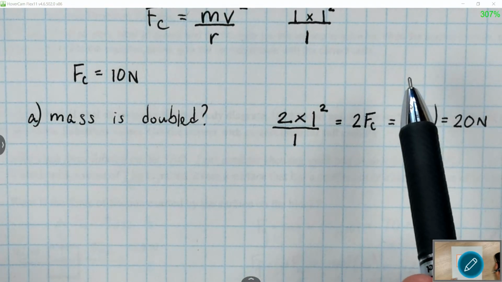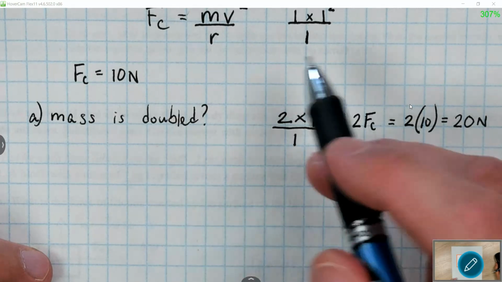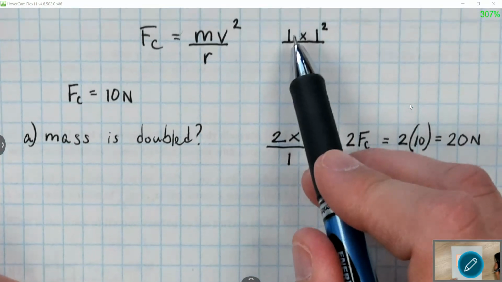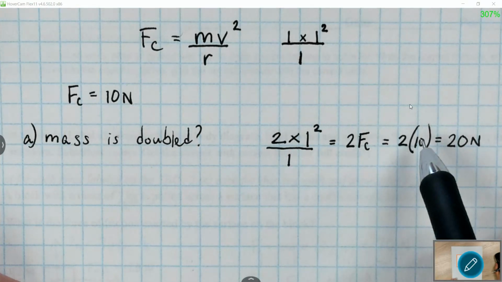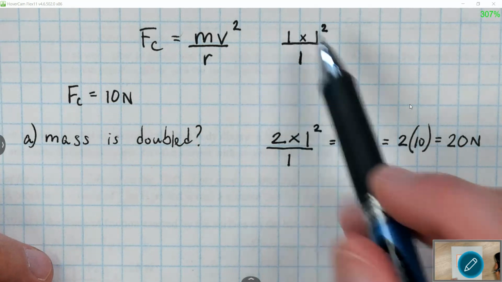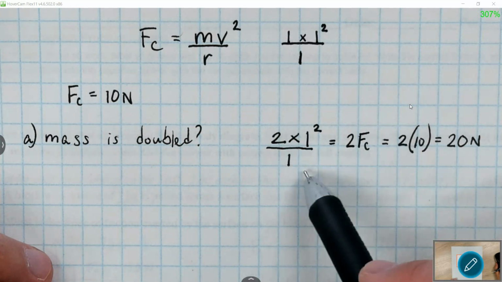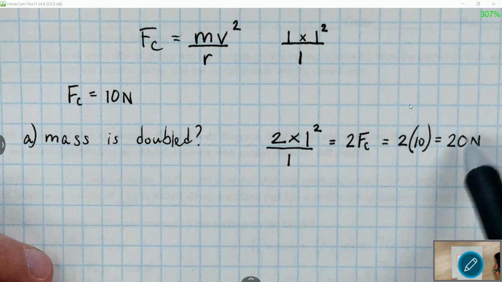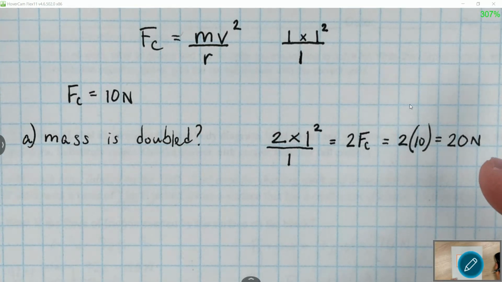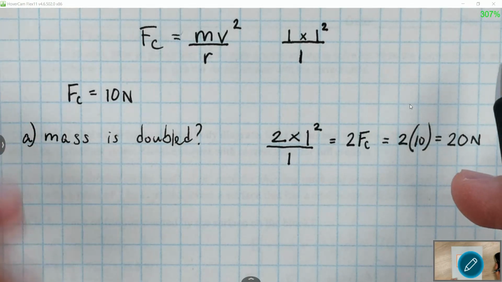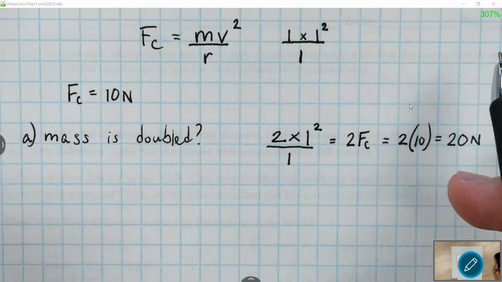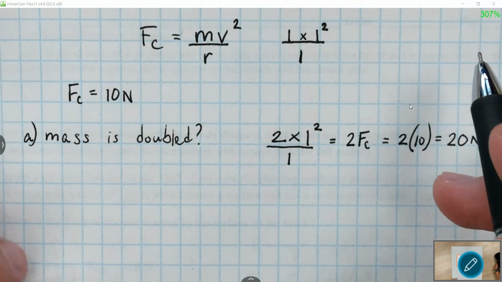It doubled. Therefore, if they said the mass is tripled, instead of a 2, we'd turn the 1 that's the mass into a 3 and play this out. And it would be 3 times the force. If they said 4 times the mass, well, this would be a 4, and everything else would work out. It would be 4 times the original force, and then we would wind up with 40, etc. So that is a directly proportional relationship. Mass is directly proportional to the centripetal force. Anything that happens to the mass is going to directly cause the force to change accordingly. If you double the mass, force doubles. If you cut the mass in half, the force should get cut in half.